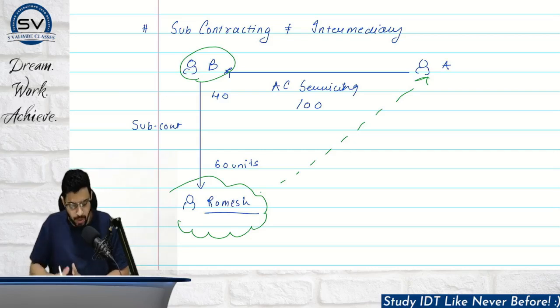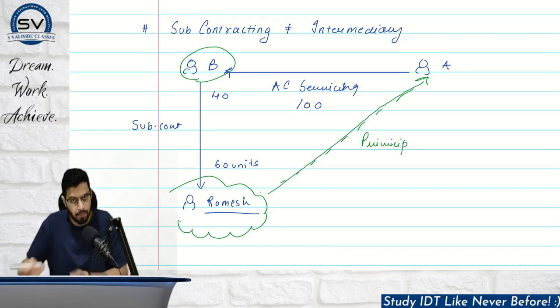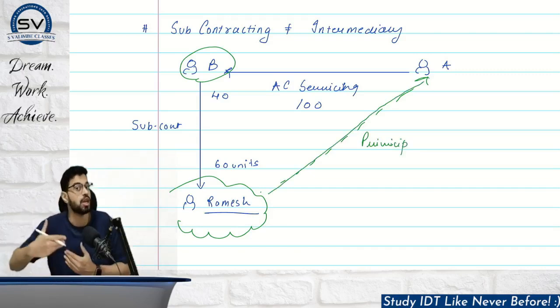B will pay with respect to 60 units to Ramesh at whatever the agreed rate is. Do you think Mr. Ramesh is an agent? Answer is no. This is a principal to principal supply. Basically this is the service which is being given to A, but this principal to principal supply is between B and Ramesh because Ramesh is working for B.